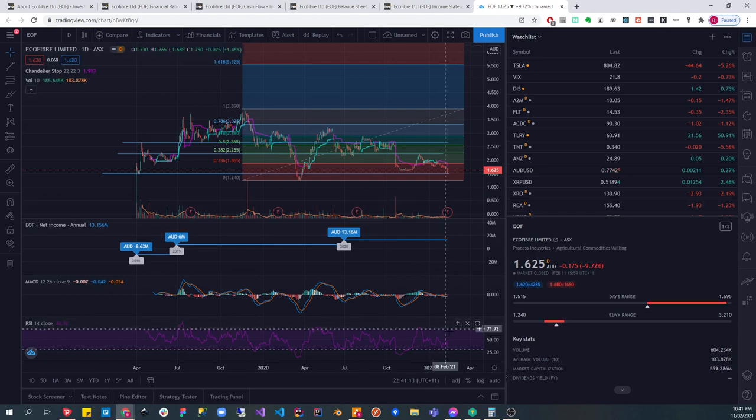The RSI is not showing much, just kind of teetering around that particular level. So yeah, that's pretty much it about this particular company, Ecofibre Ltd.